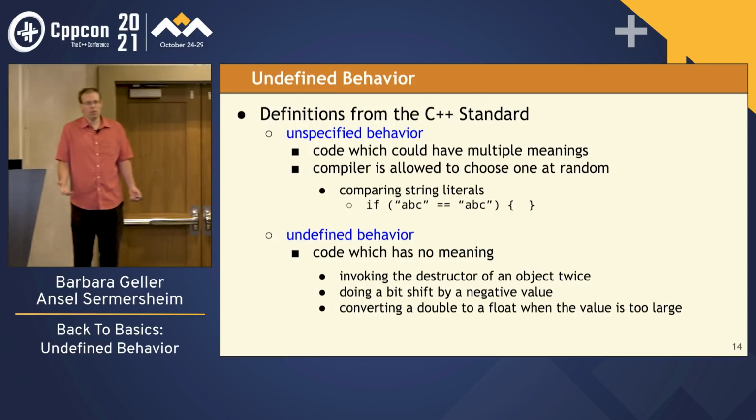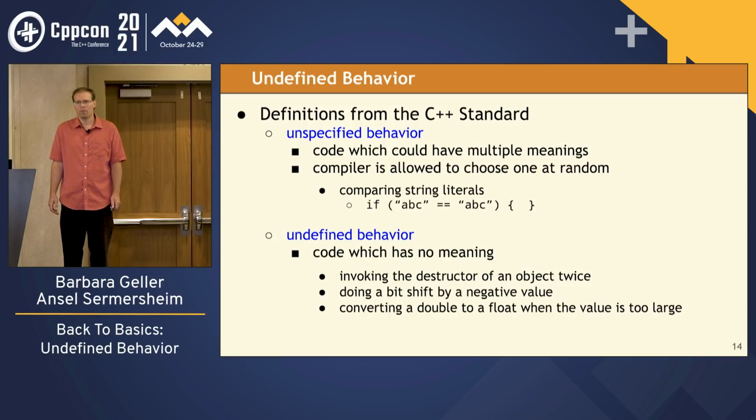So if you invoke the destructor of an object twice, there's nothing in the standard that says your program crashes or anything like that. It just says your code no longer means anything. It's not a C++ program. It's outside the rules of the standard. You're on your own. Doing a bit shift by a negative value, converting a double to a float if the value doesn't fit. These are not operations that cause problems. They are operations that don't mean anything.